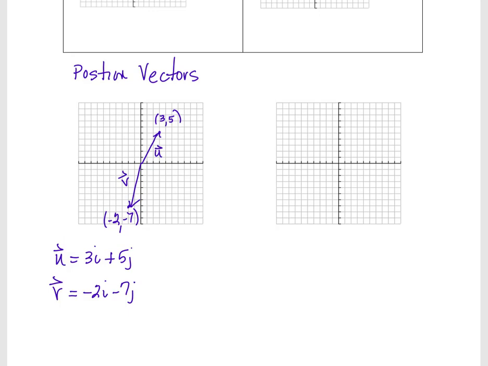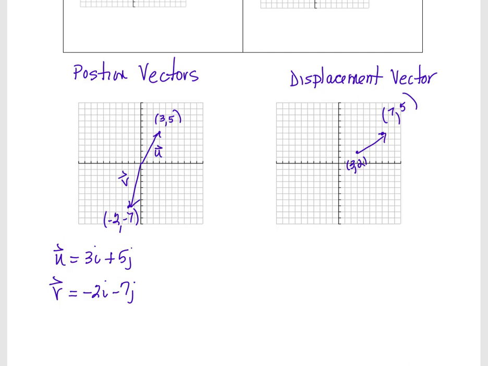But what if we have a vector whose initial point is not at the origin? So a displacement vector is that type of vector that has an initial point that is not at the origin. So this vector right here, its initial point is (3, 2), its terminal point is (7, 5).